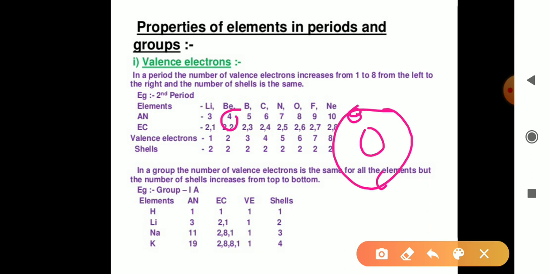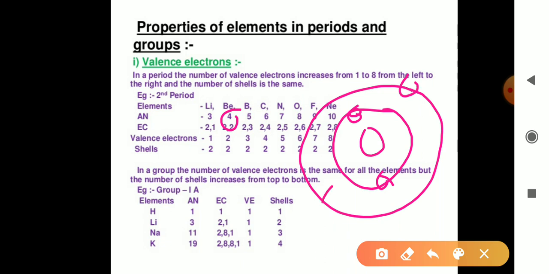So these are 2 electrons in the first shell. The remaining 2 electrons are present in the second shell, and as this is the outer shell, the number of electrons is 2, so these are valence electrons. So valence electrons are 2 for beryllium, and the number of shells is again 2, this is 1 and 2.